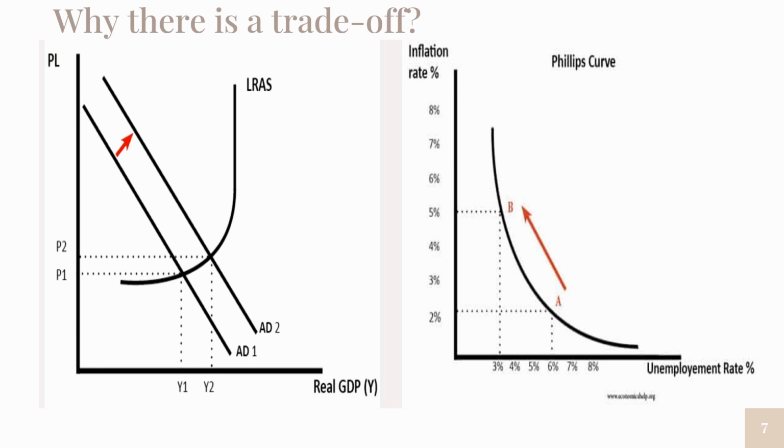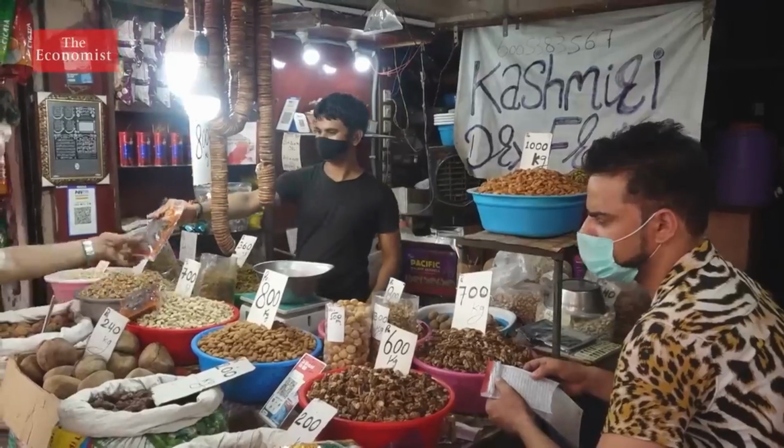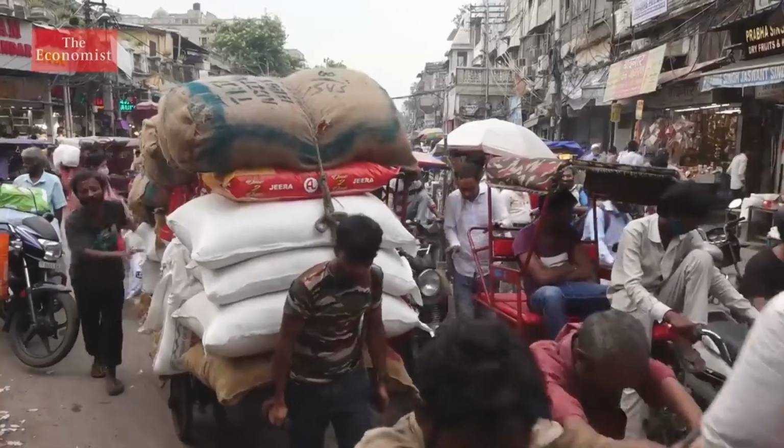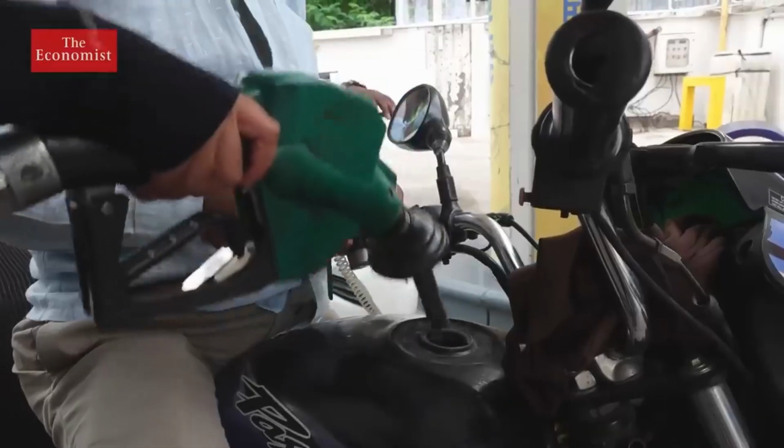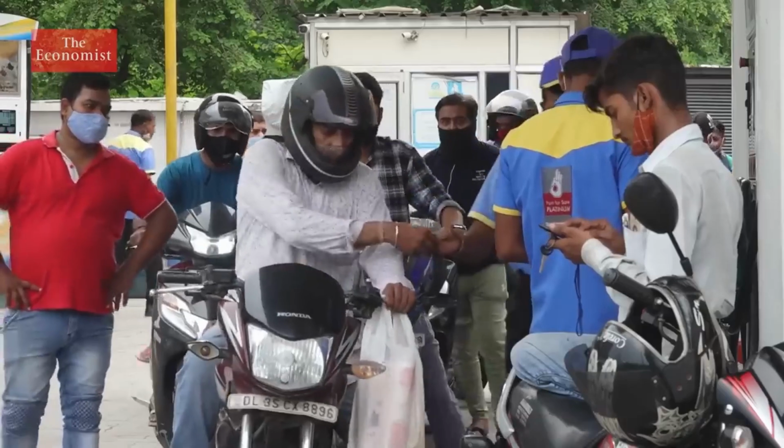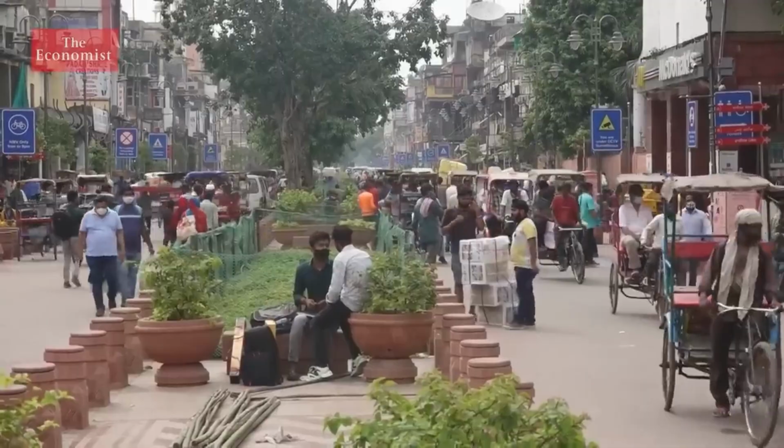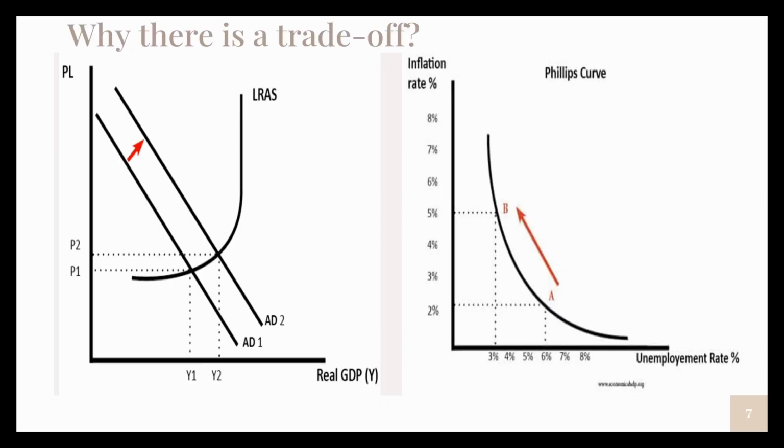Why is there a trade-off between the unemployment and inflation rate in the economy? Say, when there is more demand for goods and services in the economy, businesses produce more, leading to higher economic output and more people being employed. This also means that the unemployment rate decreases. However, as the economy approaches its full capacity, there is also a risk of inflation associated with it.